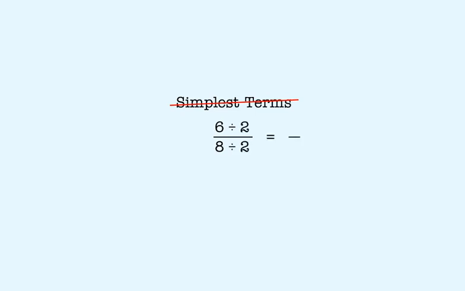We can use 2 to rewrite the fraction and reduce it to its simplest terms. We reduce the terms by dividing each term by the greatest common factor, which is 2. When we divide 6 by 2, we get 3. And when we divide 8 by 2, we get 4. 3/4 is the same fraction as 6/8, but it's now written in simplest terms.